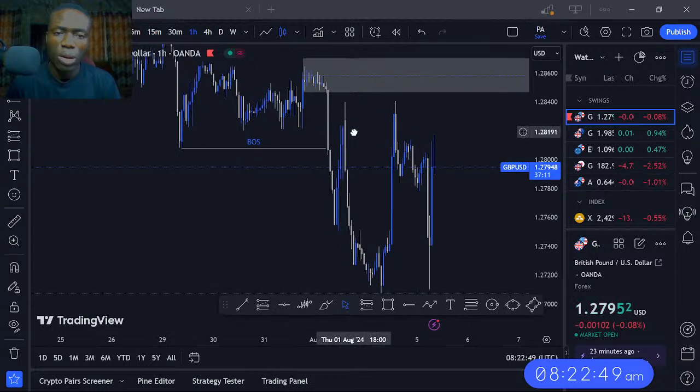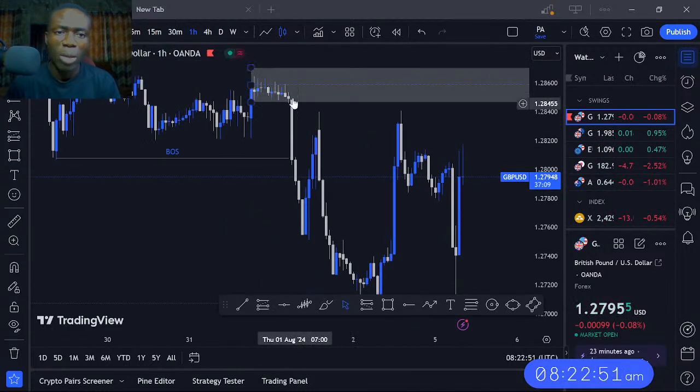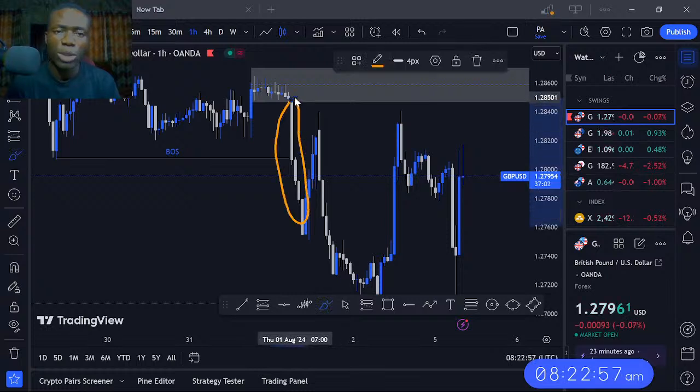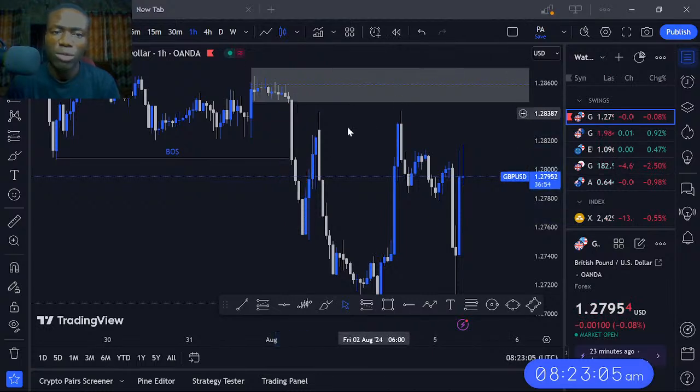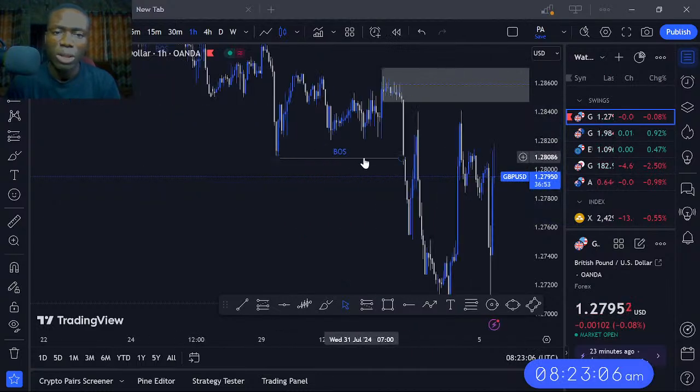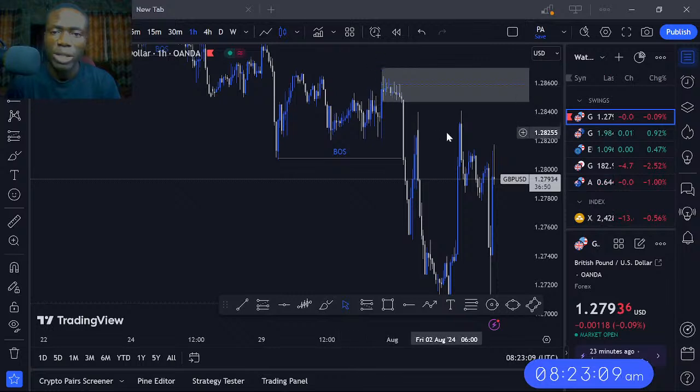Here is a good area of supply. Why? Because we had a power move from this area. Here is a power move. You see here we had a power move from it. So that made it a good area of supply. And then the power move from that place actually created the break of structure we witnessed on the 4 hour time frame. You can see this 4 hour time frame break of structure was actually fostered by this place.